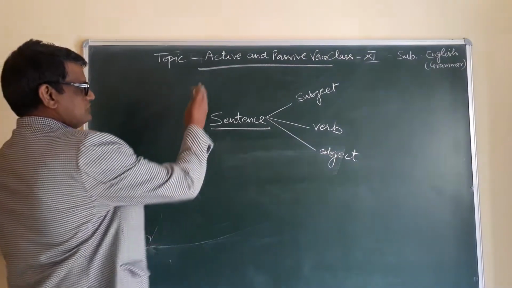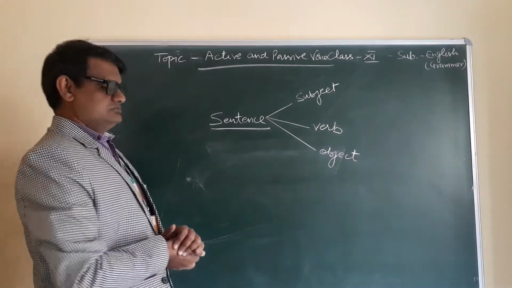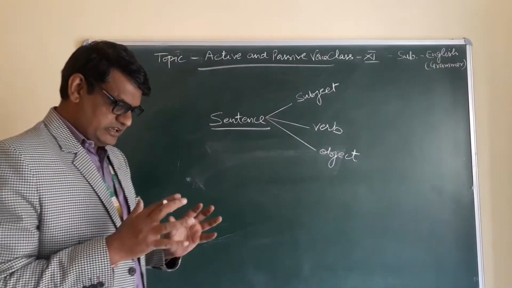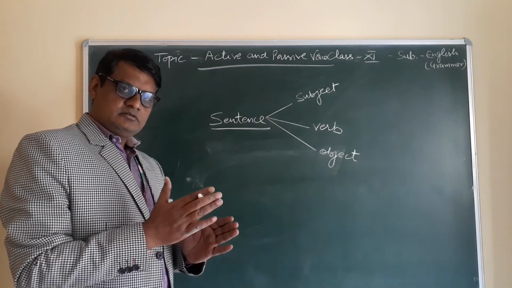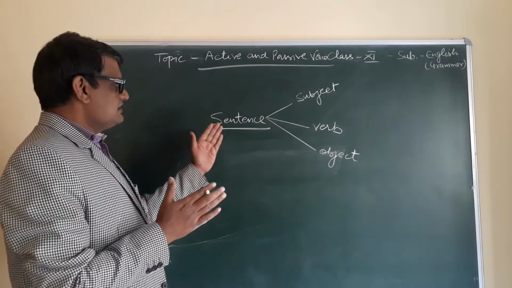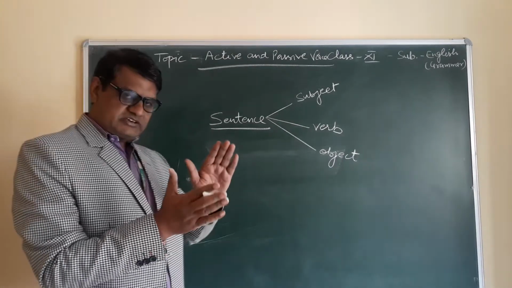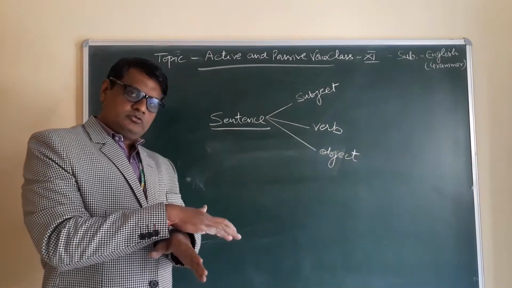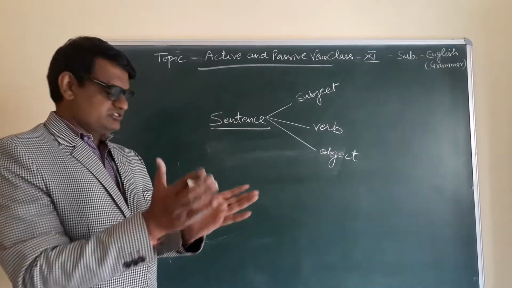So now the question arises, what is active voice? A sentence is said to be in active voice when the subject does an action, and a sentence is said to be in passive voice when the subject is acted upon. This is the difference between active voice and passive voice.